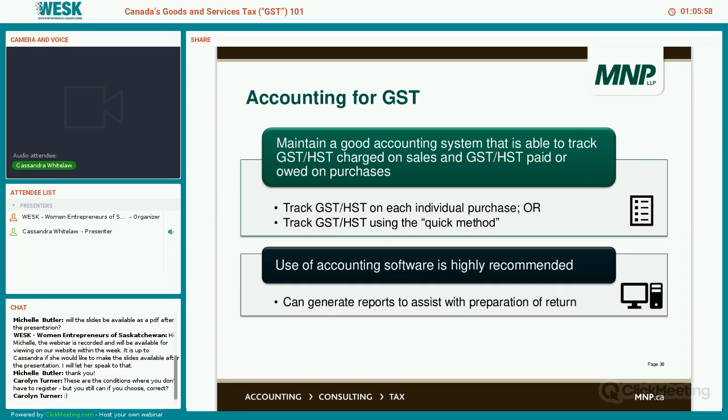There are certain businesses that can't use the quick method. These would be accountants, bookkeepers, financial consultants, lawyers, actuaries, listed financial institutions, municipalities, and charities. Generally, like I said, it's easier to track the GST and HST on each individual transaction, but the quick method is available for certain suppliers. Because there is so much to track, I would highly recommend using accounting software of some type. The majority of the accounting programs out there will track your GST for you, and they can generate reports to assist you with the preparation of your GST returns. This makes the whole process a lot easier and quicker, and involves a lot less manual effort.